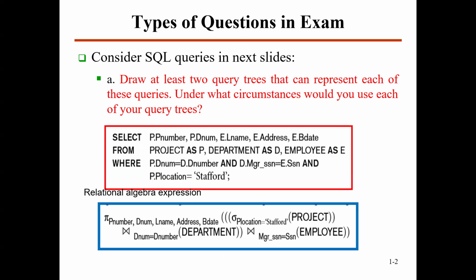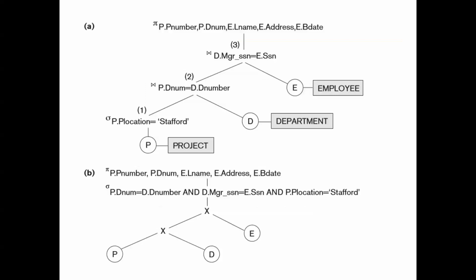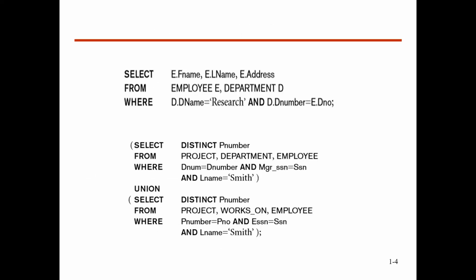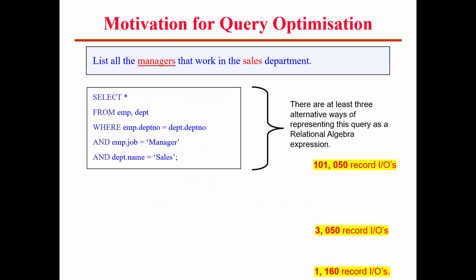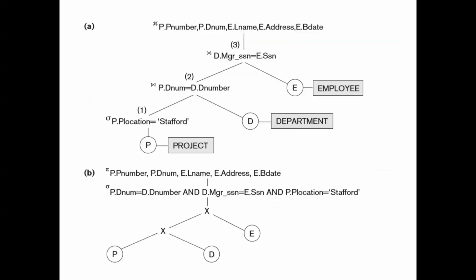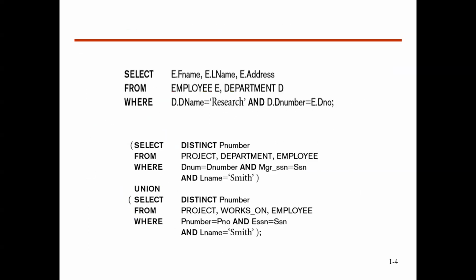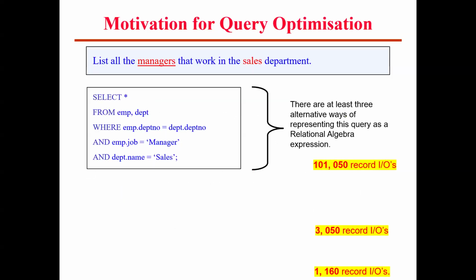I don't want to explain anything right now, because it will be too much for you. So let us understand the whole lecture first, all the slides first, and then we come back to this and solve it. Now, the motivation for query optimization. As we said, there is more than one way of executing a given query, right? So here we have a query which is asking us to list all the managers that work in the sales department.